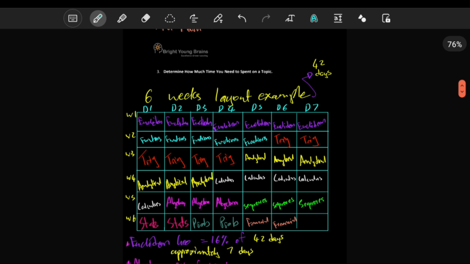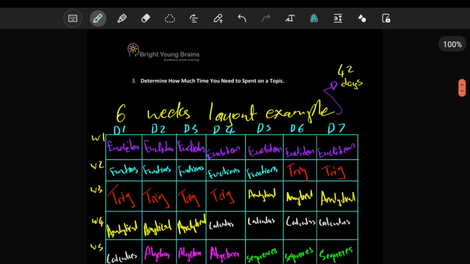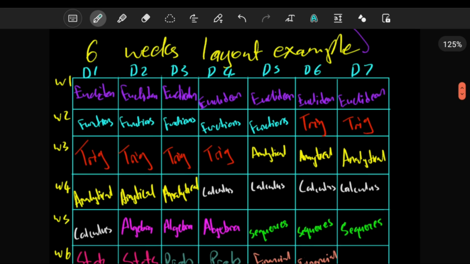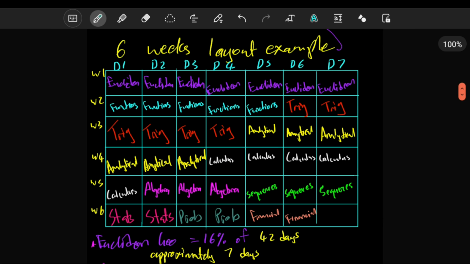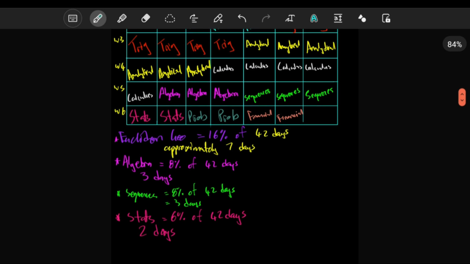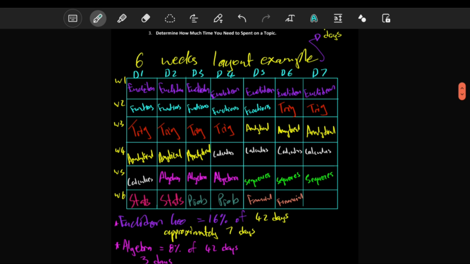There we go. So in terms of you determining how much time you need to spend on a topic, you can basically use this layout as an example. So this could literally mean if you had maybe just 3 weeks to go over everything, then obviously here you just want to chop everything in half. If you had for some odd reason 12 weeks, then be my guest, might as well double everything.